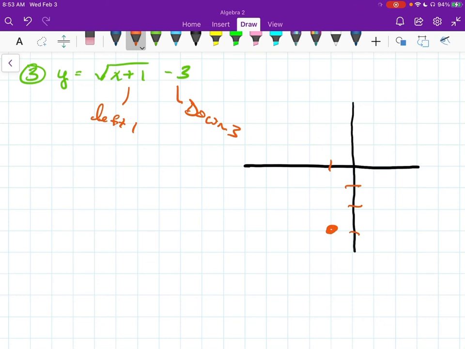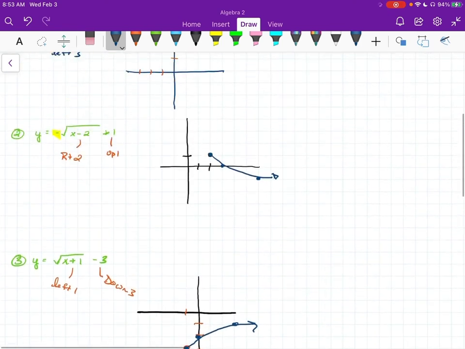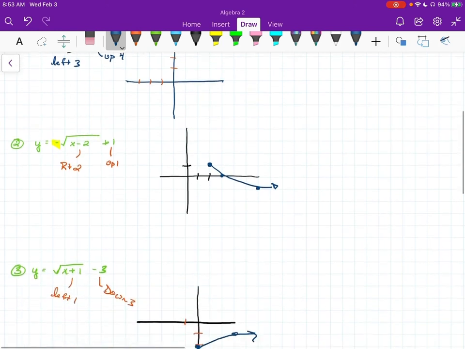That would be like my pseudo vertex, right? If it was a parabola, we'd call that our vertex. There's no stretching or shrinking, and we're going up, so it'll be up 1 over 1, and then up 1 and over 3. So just like that. All right, that's graphing. All of the graphing will be some version of this.